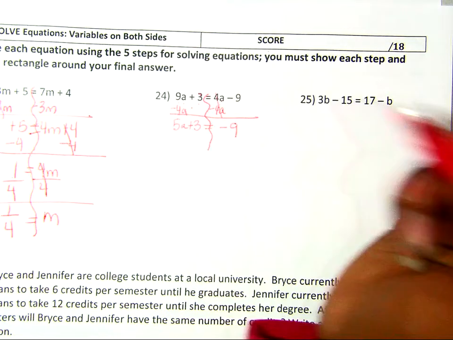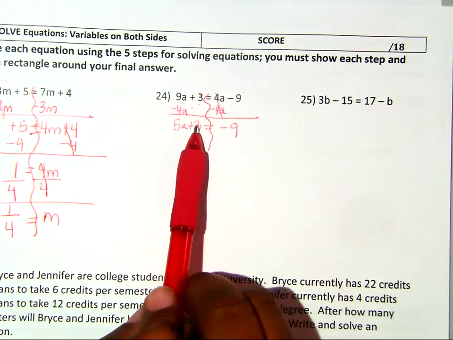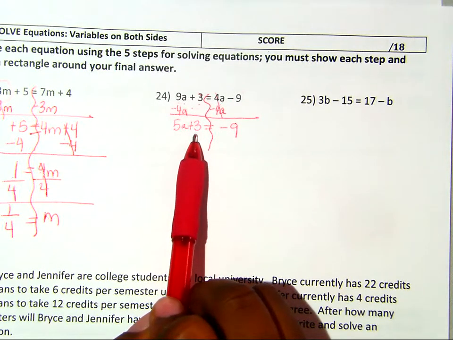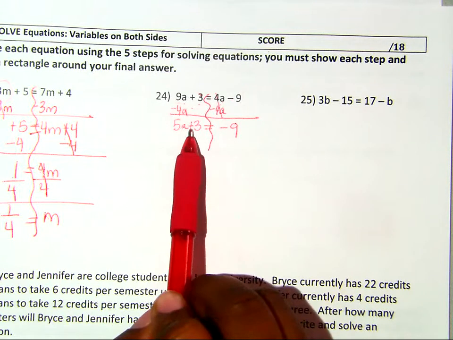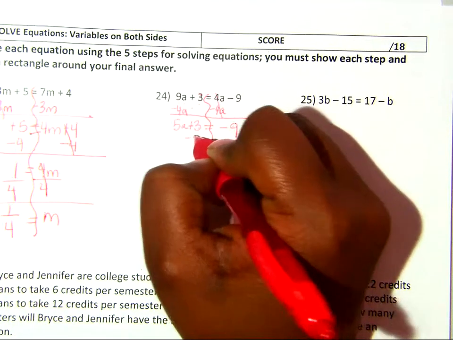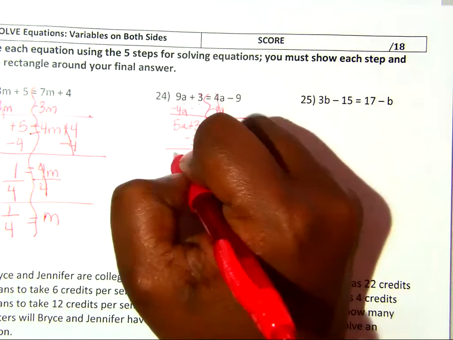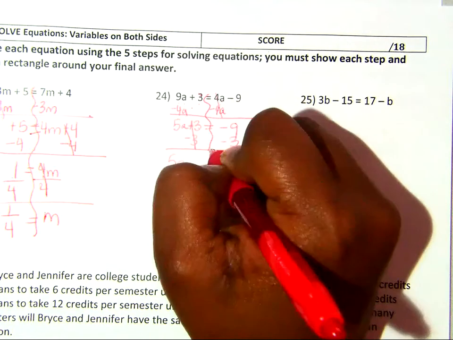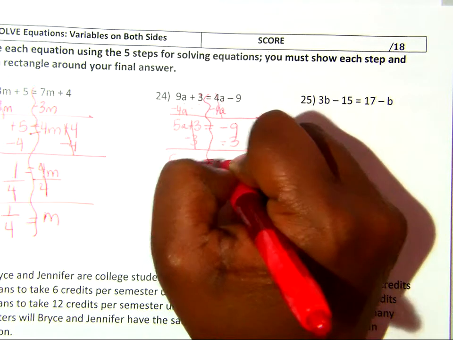Okay? I have +3 with no variable. I have a -9 with no variable. I want to put those together, but they're on opposite sides of the equal sign, so I'm going to have to rewind, do the reverse. So +3, the opposite is -3. What I do to one side, I have to do to the other. 5a, this cancels. -9, -3, so I keep my minus sign and I add those together. That's going to be 12.